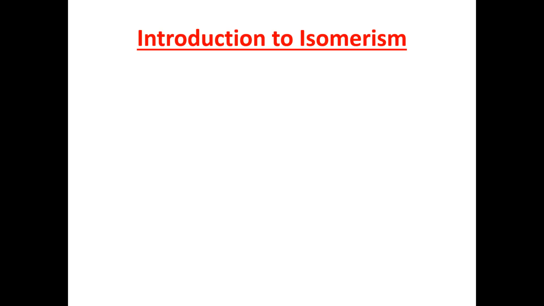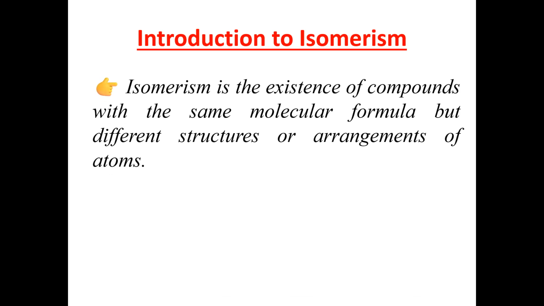Let's go direct to the introduction. In this introduction, we shall be looking at what isomerism is. And we're saying that isomerism is the existence of compounds with the same molecular formula but different structures or arrangements of atoms. So that's existence of different compounds with the same molecular formula, but they have different structures or arrangements of the atoms is what you call isomerism.